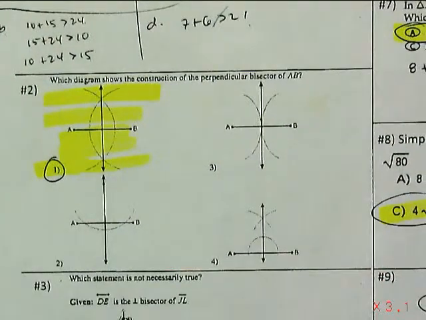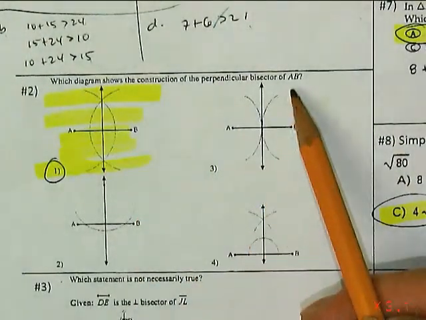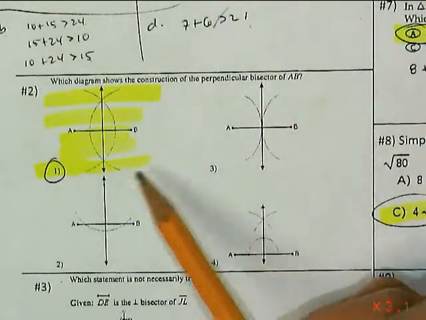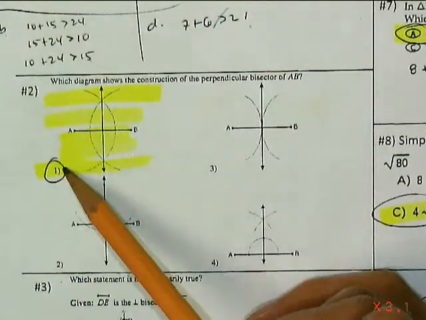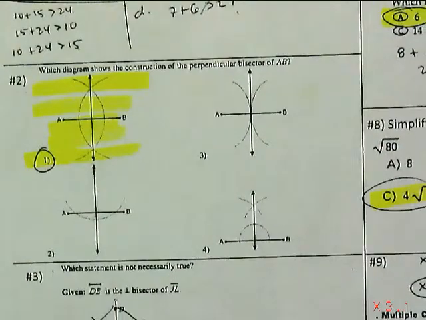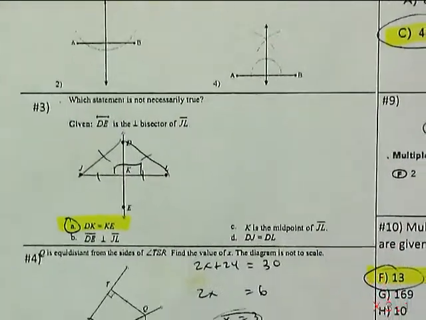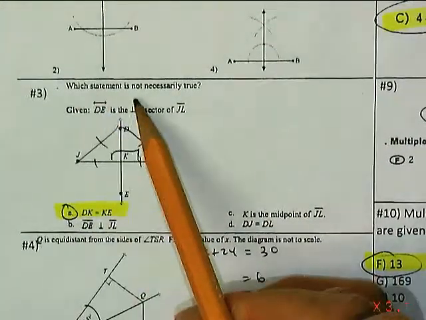Question number 2, which shows the construction of a perpendicular bisector? I showed you guys a video in class. That's choice number 1. Question number 3, which statement is not necessarily true?